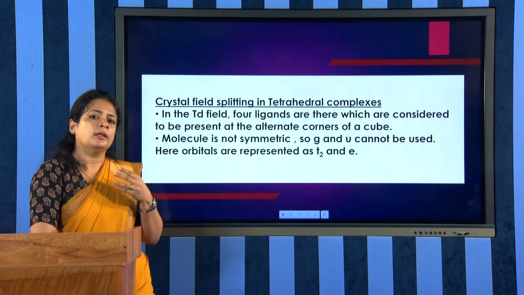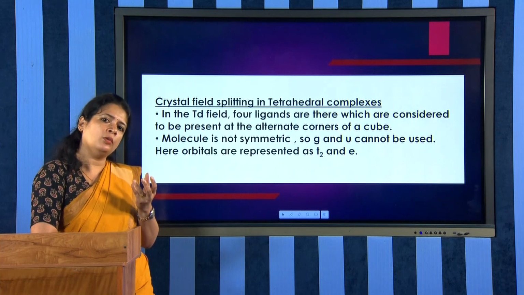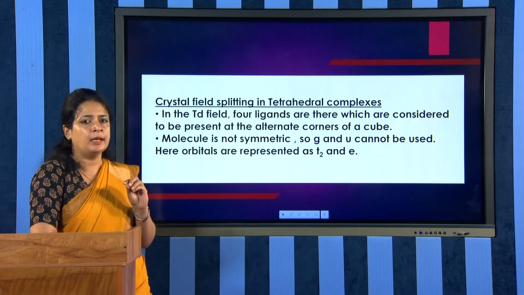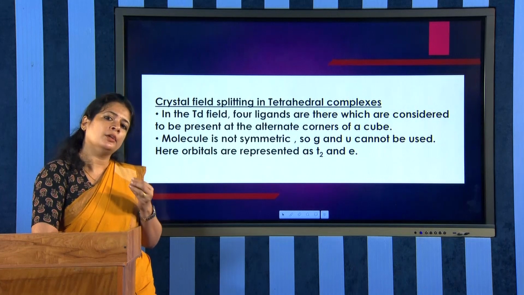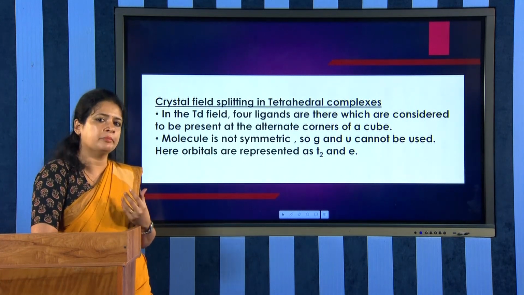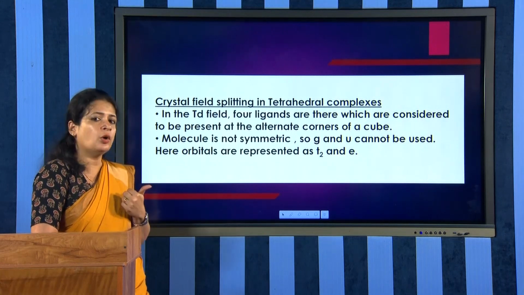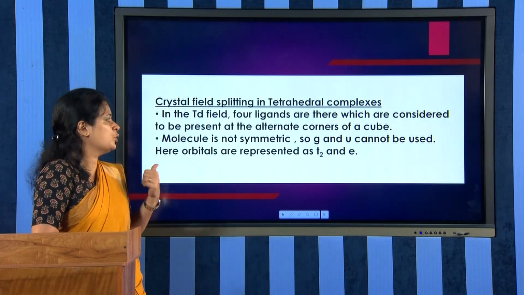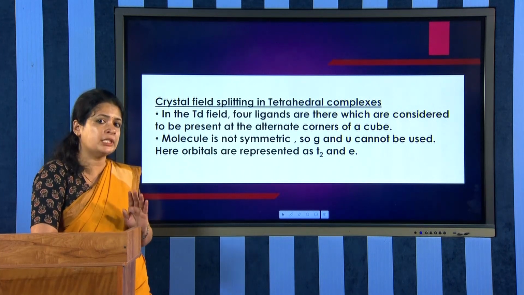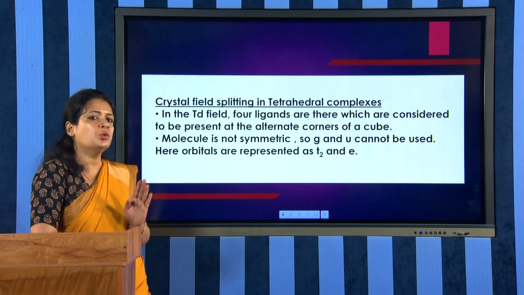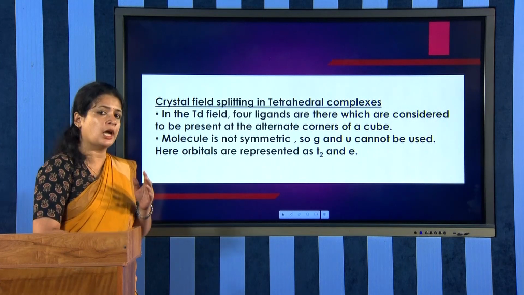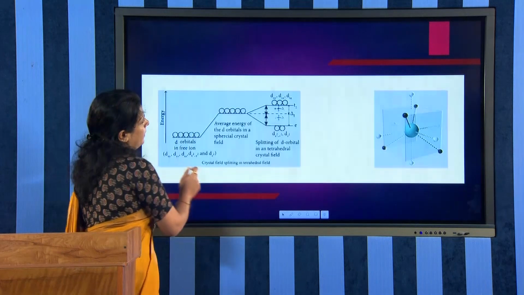But in the octahedral molecule, the molecule was symmetric. That is why we have used T2g and Eg, where g means gerade and u means ungerade. But in this case, since the molecule is not symmetric, you can't use g or u. So, we have to represent T2 and E, not T2g and Eg. So, g and u should be avoided in the case of tetrahedral complexes or tetrahedral crystal field splitting.